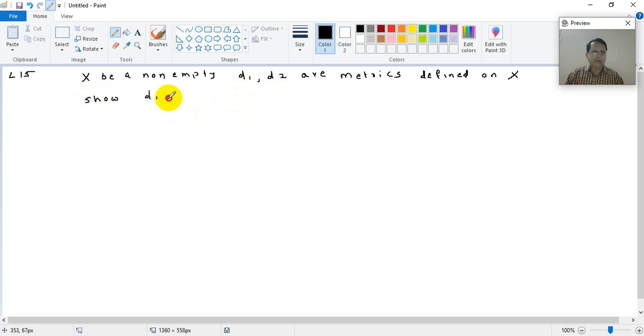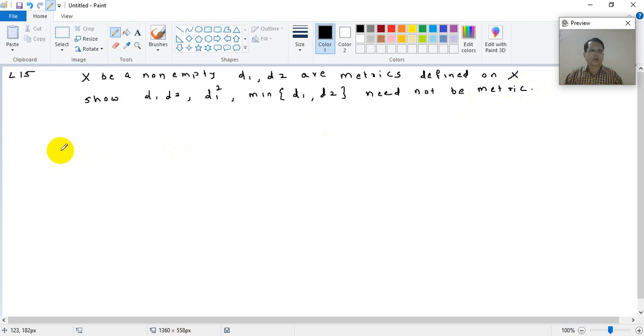d1 d2, d1 square, then the minimum of d1 and d2, minimum of d1 comma d2, need not be a metric. So some property out of those four properties that we always prove will create a problem, right?